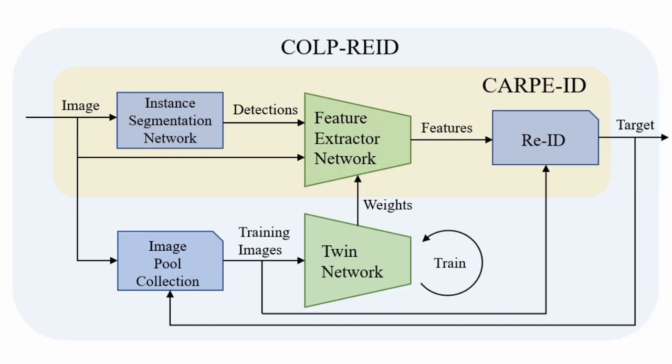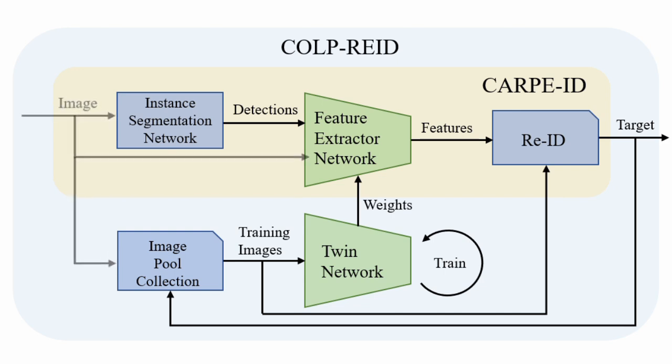In this animation, we will illustrate the workflow of our framework. The Carpe ID framework, highlighted in yellow, is encapsulated within our algorithm, COLP read, represented in light blue. The pipeline starts by receiving an input image from an external source, such as a camera.